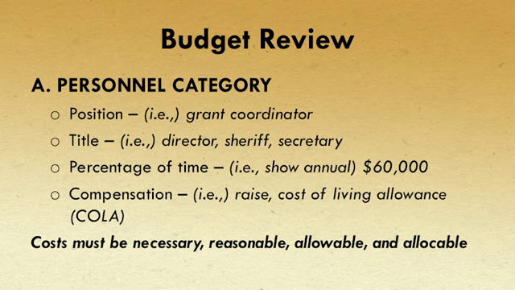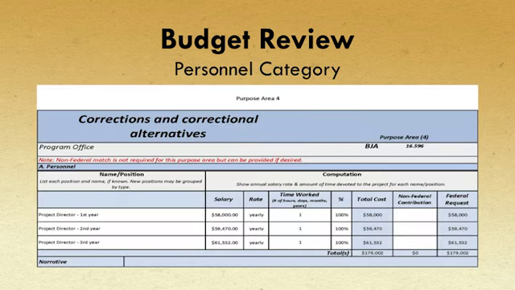Also, don't forget to include cost of living allowance, known as COLA, if this is something your agency pays. Remember, all costs must be necessary, reasonable, allowable, and allocable. The next slide will show how to properly reflect personnel and their salaries in your organization.